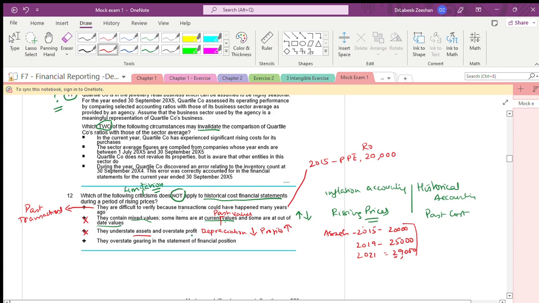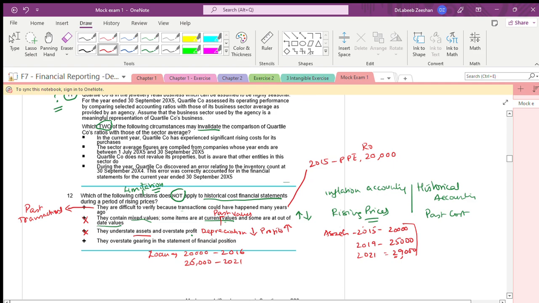They overstate gearing in the statement of financial position. What happens? See the things. You have the loan. Is it right? You have taken the loan of 20,000 in 2016. You have taken a loan of 26,000. Is it right? You have taken the loan of 26,000 in the year 2021.